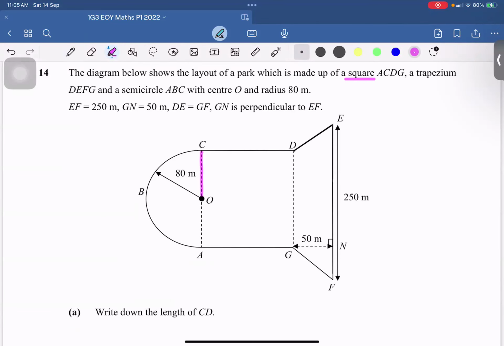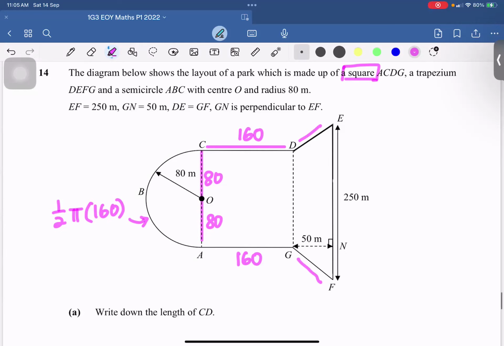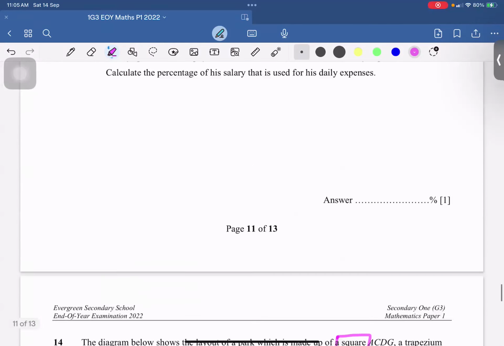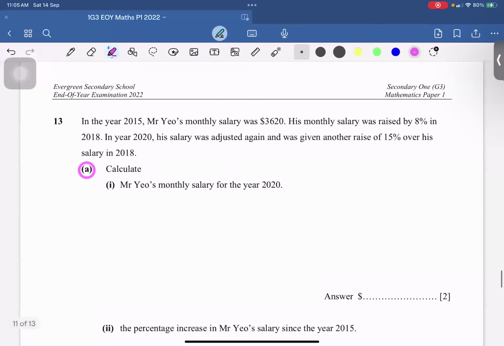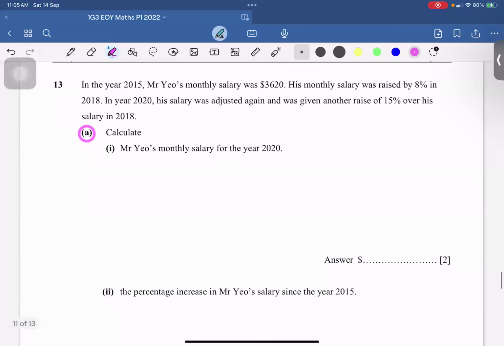Just highlight, this one is a square. ACDG is a square. This is 80, this is my radius. This is also 80. Together, this is 160, so CD is also 160. And you can find the circumference here. This is half pi diameter. Then you'll be able to find the other two lengths, DE divided by 2. Most likely you'll be able to do it, based on what I mark in your homework. So question 13 should be the last question for today.